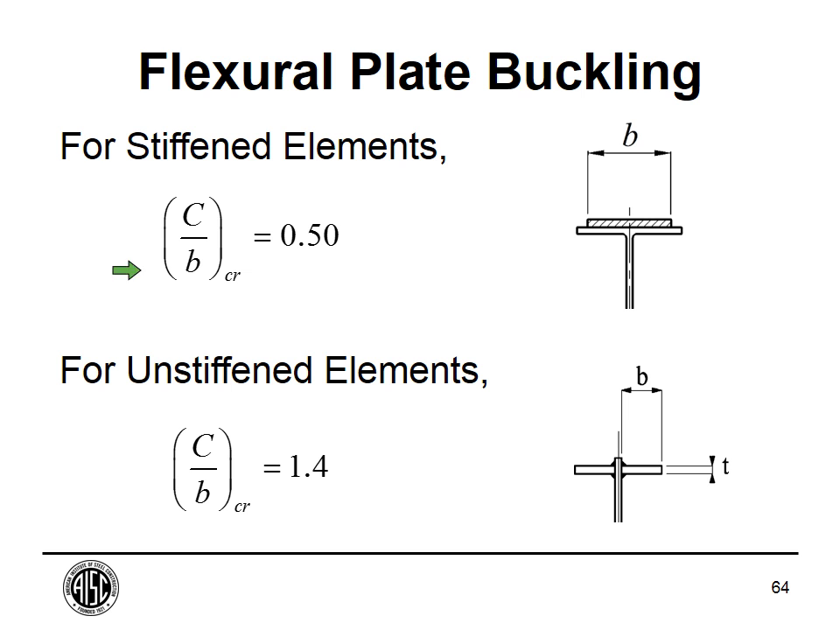C over B critical equals 0.5 for stiffened elements. In other words, I have a weld here and a weld here, so that's going to be a stiffened element. Unstiffened elements, C over B critical is 1.4, so that's going to be similar to this picture I've got here.